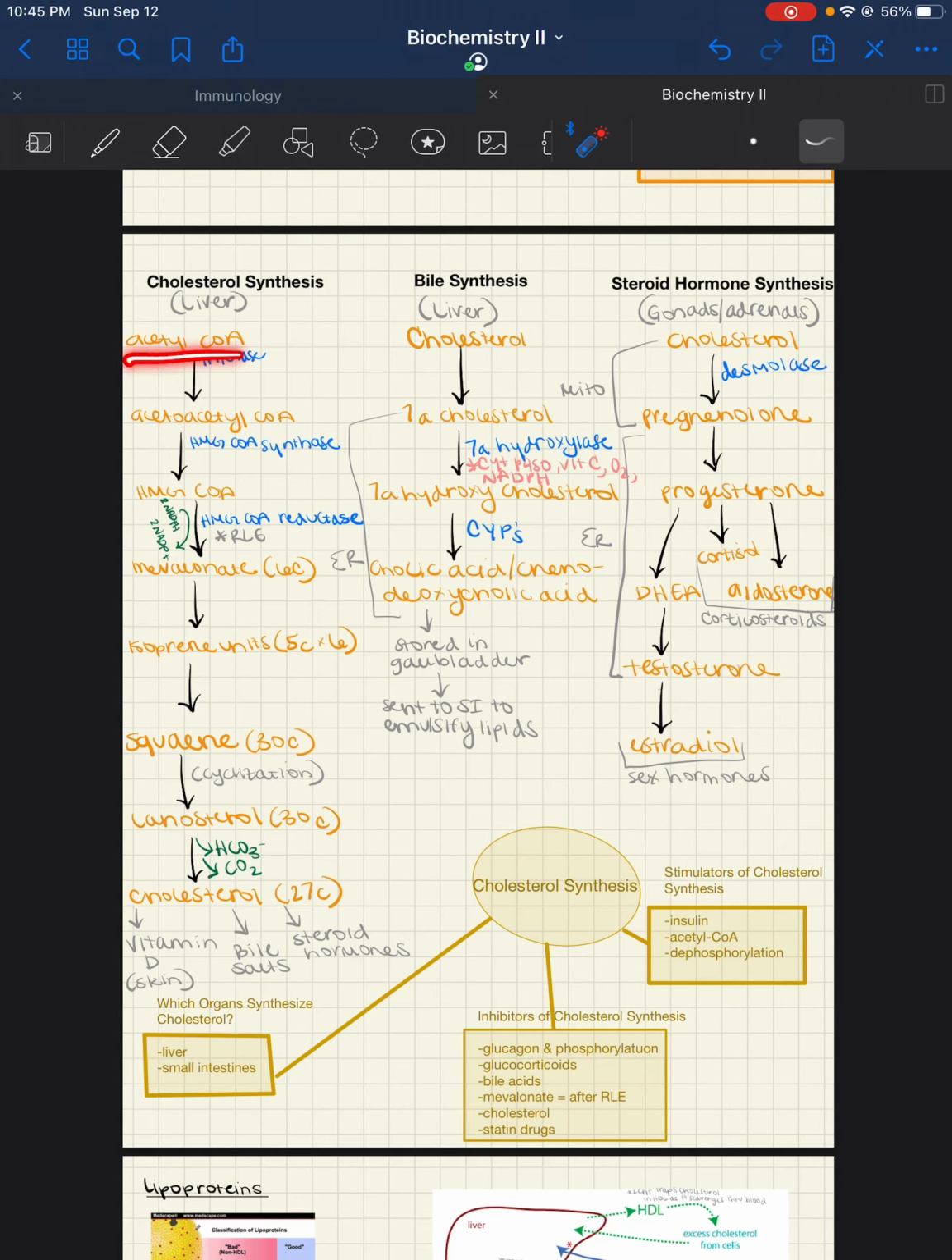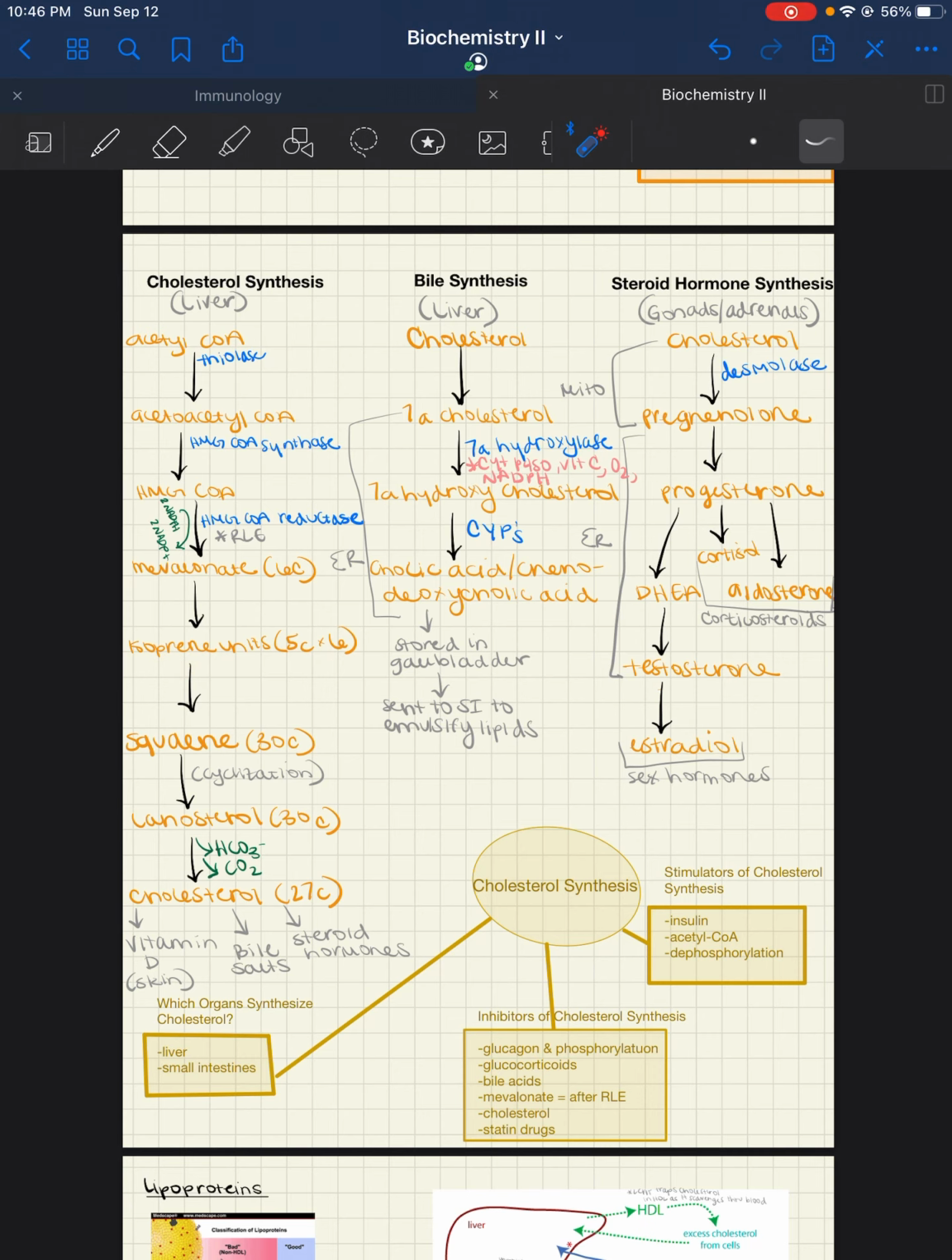So thiolase turns acetyl-CoA into acetoacetyl-CoA. HMG-CoA synthase is turning acetoacetyl-CoA into HMG-CoA. So these few steps are the same as ketogenesis, except here's where it changes. The rate-limiting enzyme of cholesterol synthesis is HMG-CoA reductase. It's turning HMG-CoA into mevalonate. Mevalonate is a 6-carbon molecule.